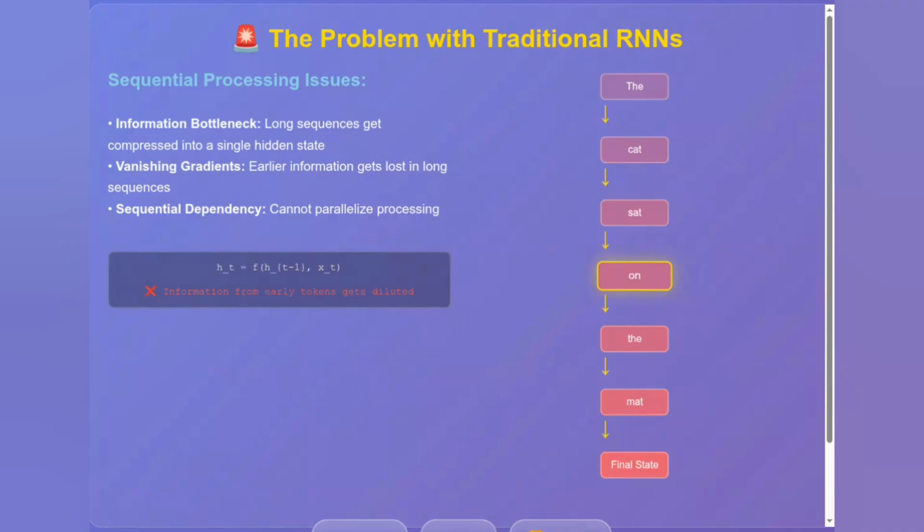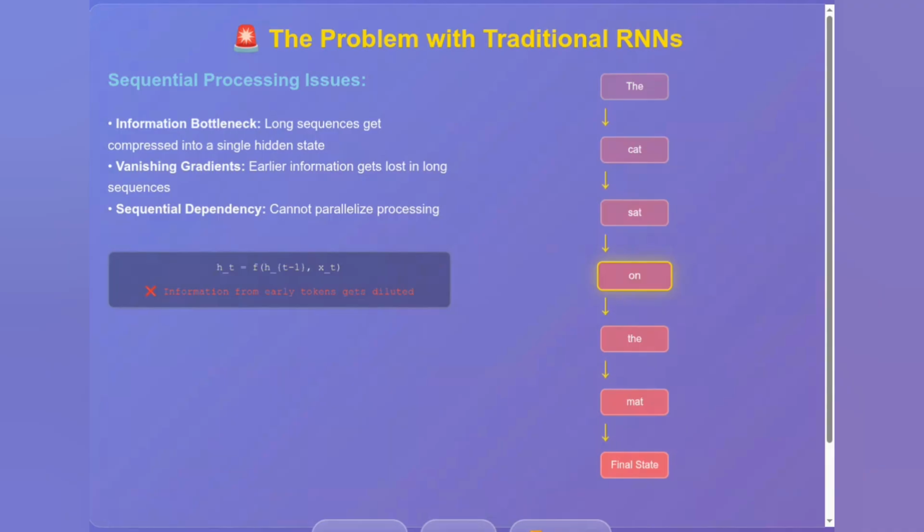Second problem, vanishing gradients. When we try to train these networks, the gradients that help the model learn become exponentially smaller as they travel back through time. This means the model struggles to learn long-range dependencies.